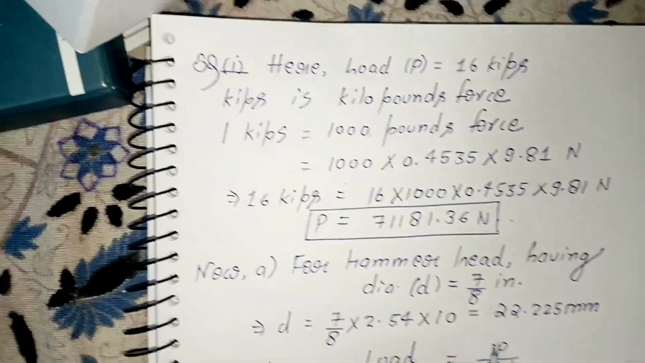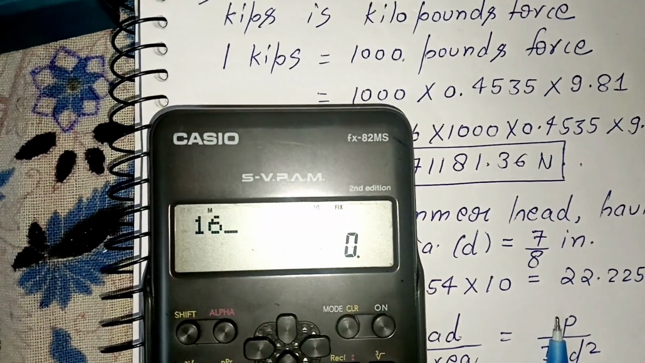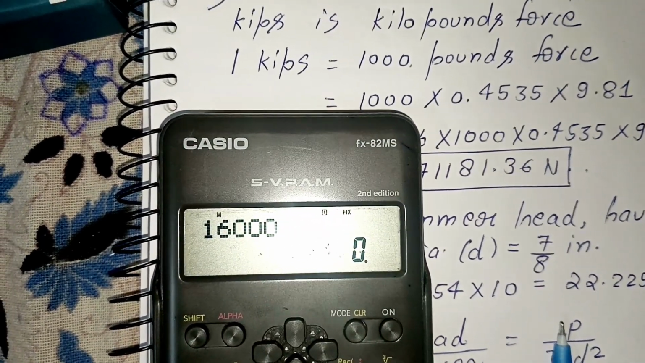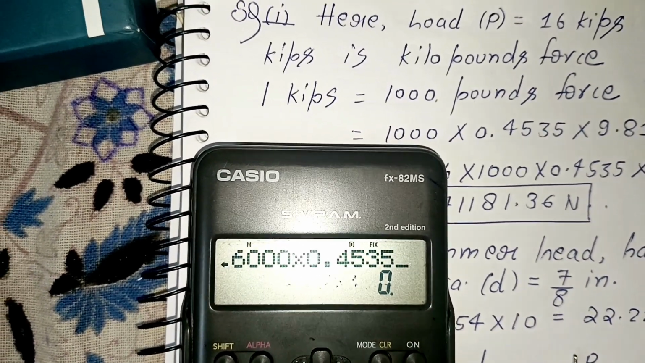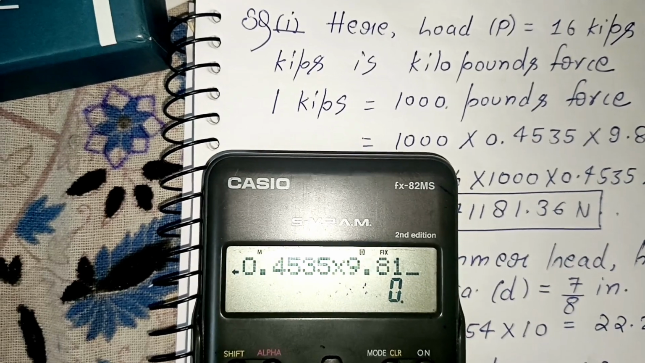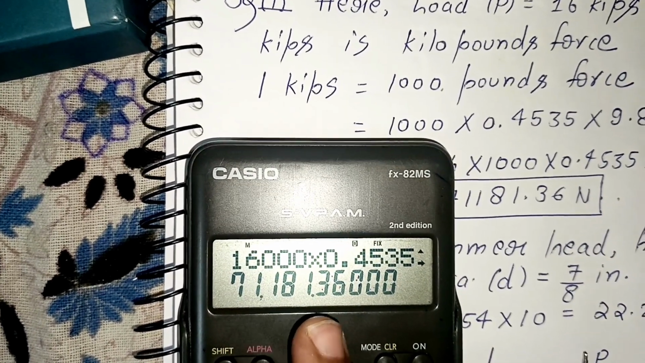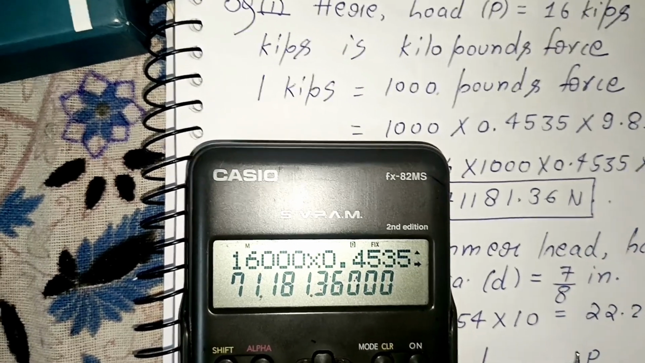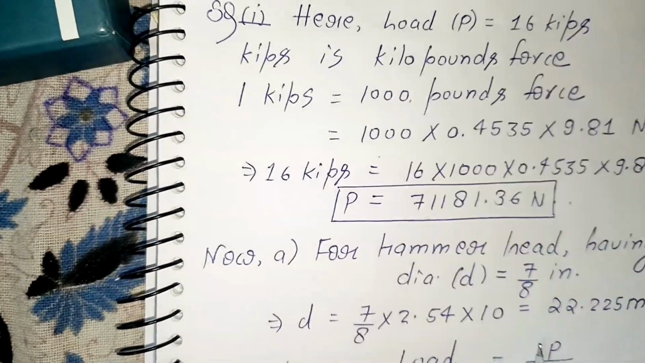If you want, I can show it with the help of my calculator as well. So we have to multiply 16,000 into 0.4535 into 9.81. So you can see it's coming out to be exactly 71181.36 newtons. That is, near about, you can say, 71.181 kilonewtons.